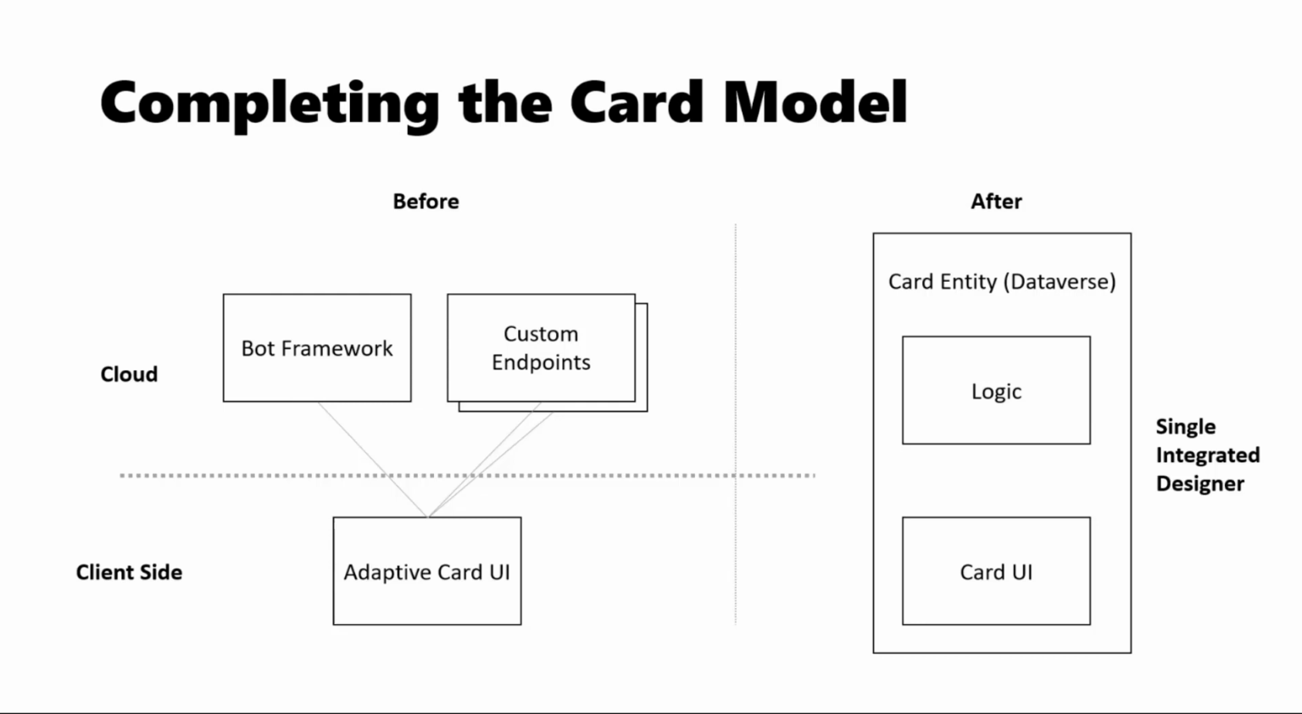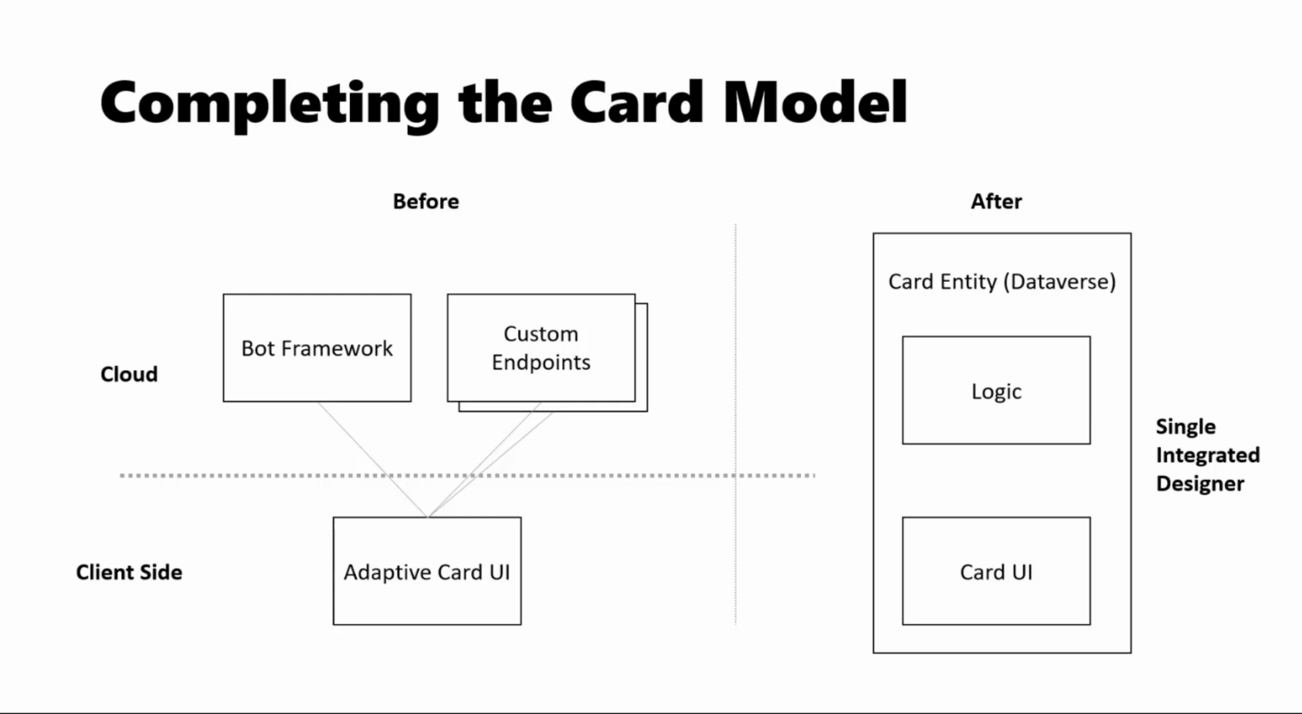This is the simple sort of marketing-style block diagram. But really, on the left, what we see is that before we brought out this new cards model, people used the tools to build the Adaptive Card UI, and then they either build a bot framework, or, as I talked about, use Power Automate, or they connect to custom endpoints, all fairly pro, except the Power Automate one.